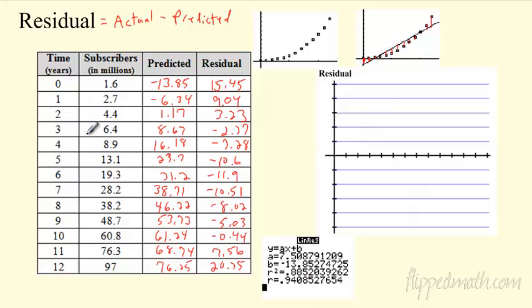So we're going to keep our x exactly the same. So this is our time in years. And before, y was our subscribers, how many subscribers we had in millions. So this will still be 0, 1, 2, 3, 4. So let's plug this in.